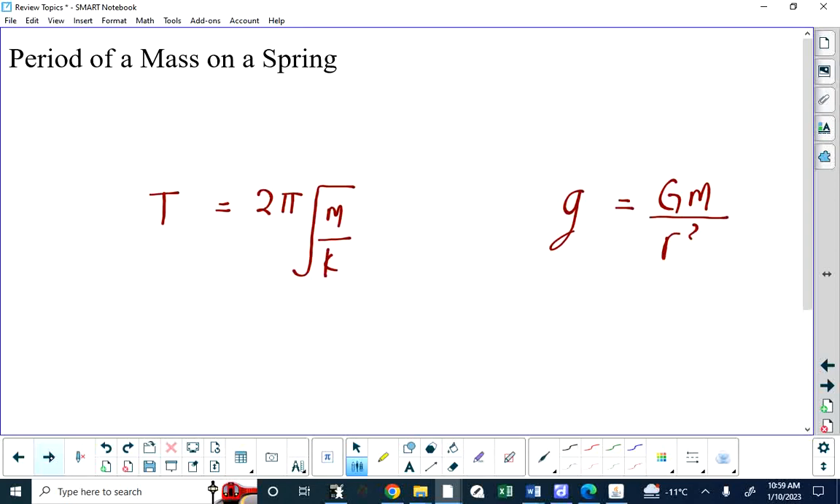Because way back in unit, I want to say 2, way back in unit 2, we learned how to find, no, I'm thinking of something else. Never mind. I'm going to edit that out. I'm thinking of pendulums. Okay. So you have to be able to work with that formula.